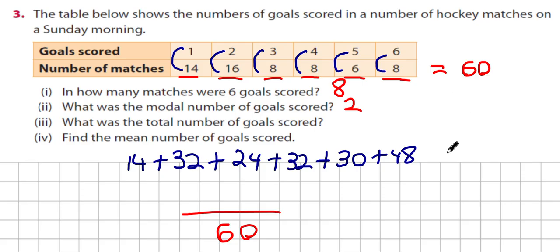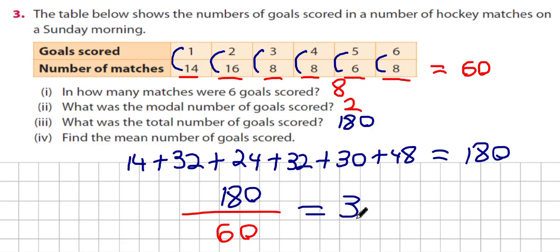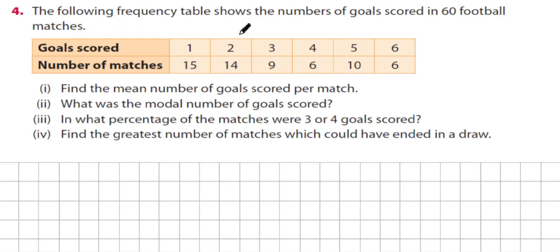Okay. Somebody said it's 180. Okay? And that means the total number of goals scored was 180. What was the average then? What was the mean? 180 goals scored in 60 matches. 3. You okay? The thing you have to do here is, you know there's 60 matches.